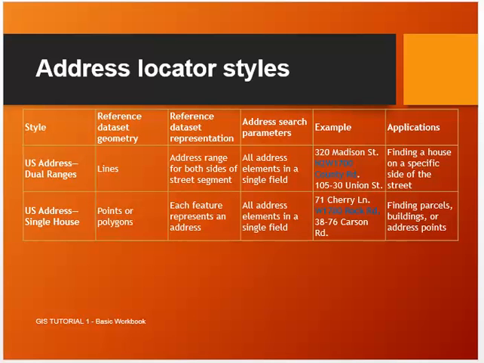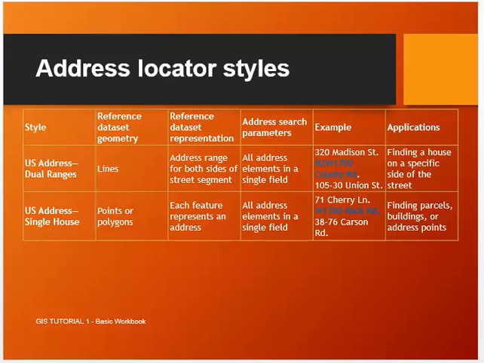So again, here's a couple of possibilities, and the dual range there is based on the lines. The address range is both sides of the street, and so the application is to find a house on a specific side of the street, or a job, an employer, or whatever you're geocoding.